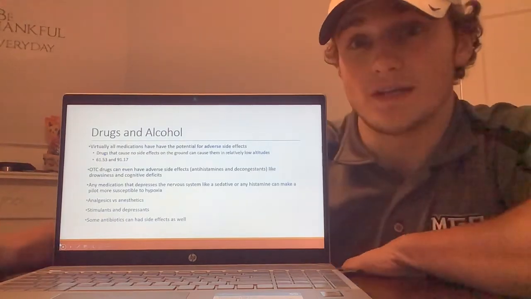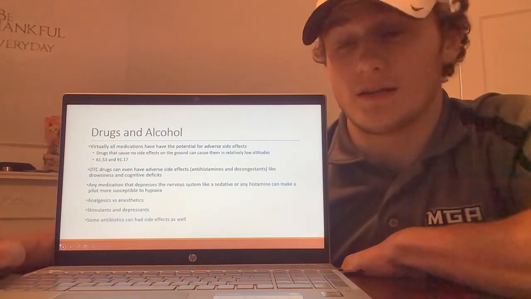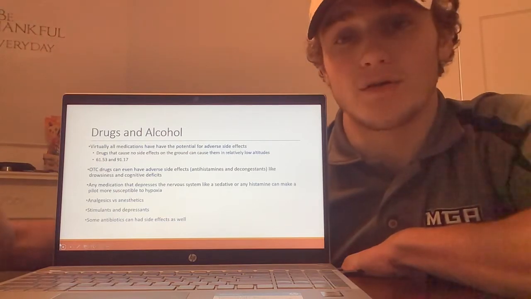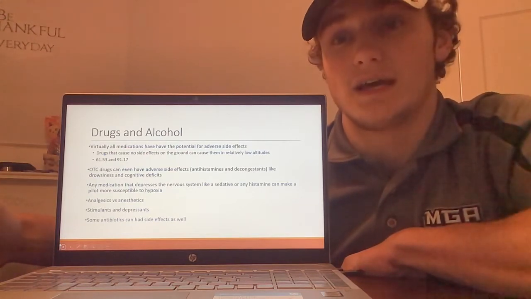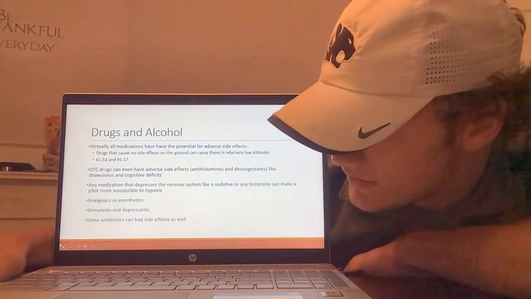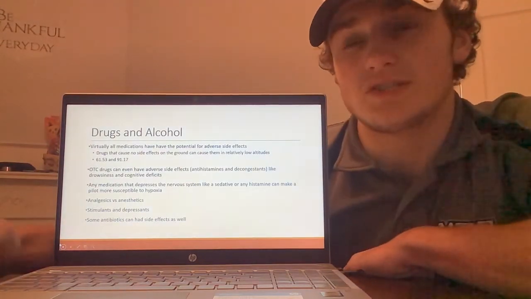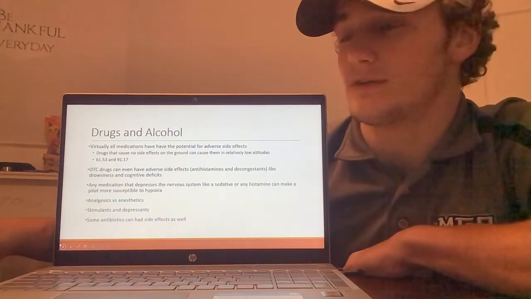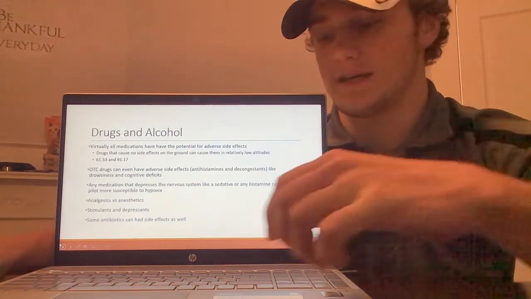Stimulants versus depressants. Stimulants are things like caffeine, something that activates the nervous system, while depressants depress the nervous system, like alcohol. Those things can affect flight, and as we went over with alcohol, it's not good for safety. Stimulants can increase reaction time, but have negative side effects associated with them. Even antibiotics can have side effects as well. When you do take medication, you want to make sure that you don't have any of those side effects.